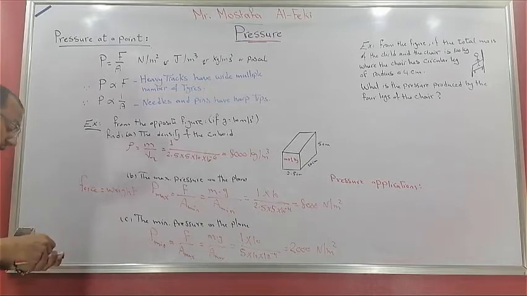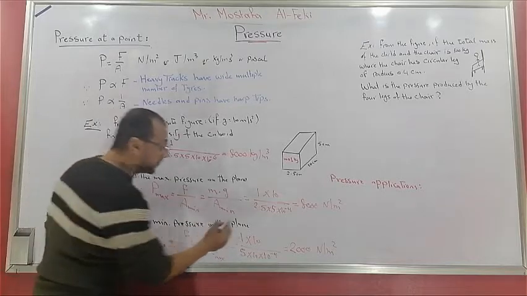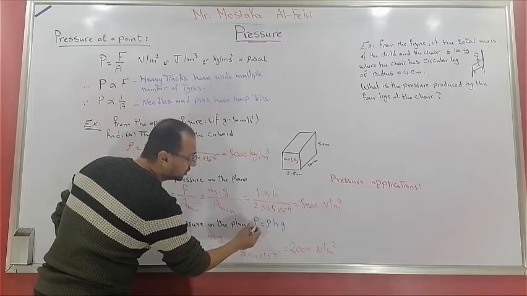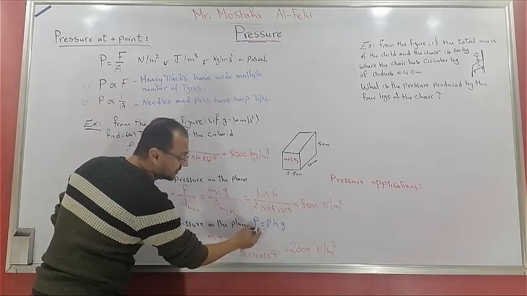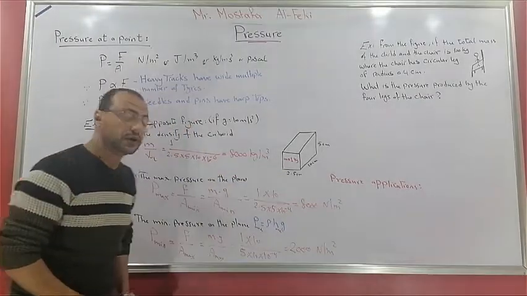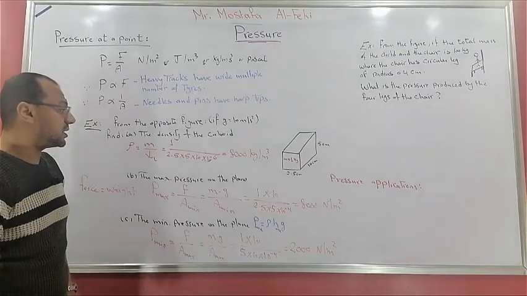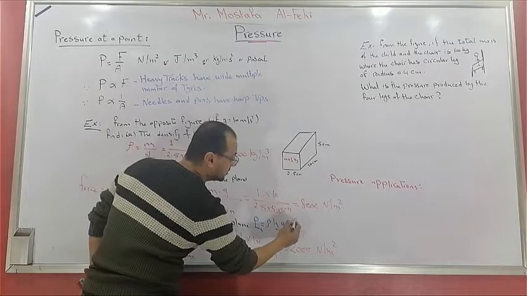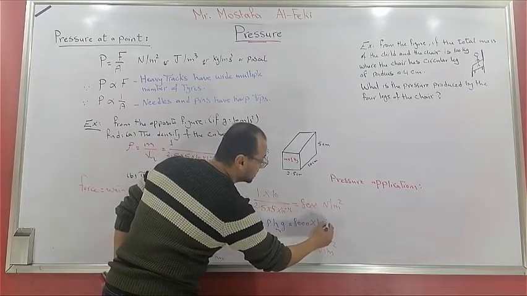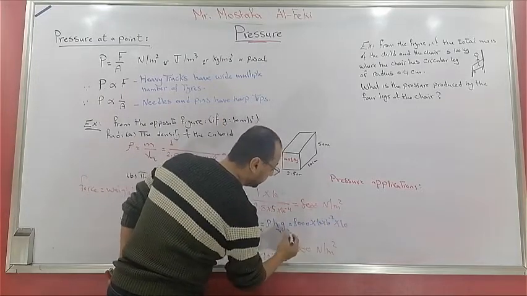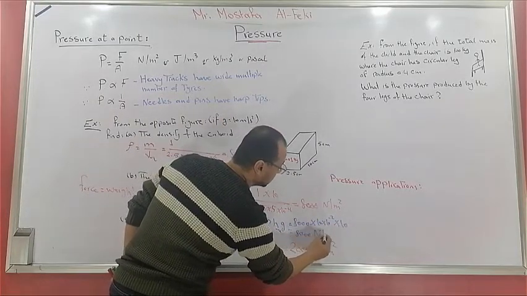There is another way to find the maximum pressure and the minimum pressure. The pressure equals rho h g. Pressure is directly proportional to the height, so the maximum pressure needs the maximum height. What is the maximum height of the cuboid? The maximum height of the cuboid is 10. Then it equals rho, density 8,000, times 10 power negative 2 times the gravity 10, equals 8,000 Newton per meter squared.